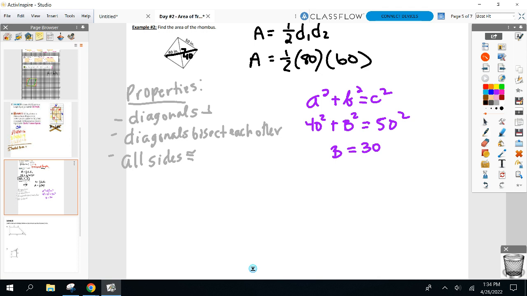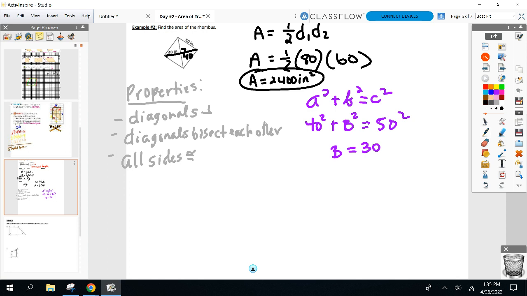Good job, everyone. So we end up with 2,400 square inches. Can we all agree it's more than a formula, this unit? That's great that you knew the area formula, but if you don't know your rhombus properties, we were in trouble.